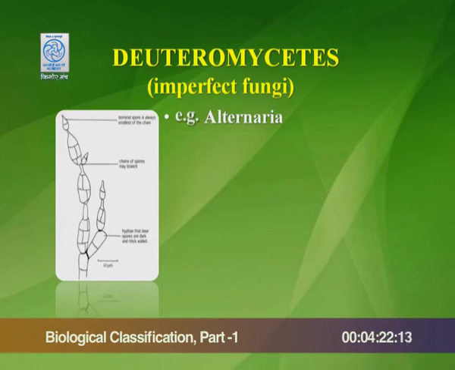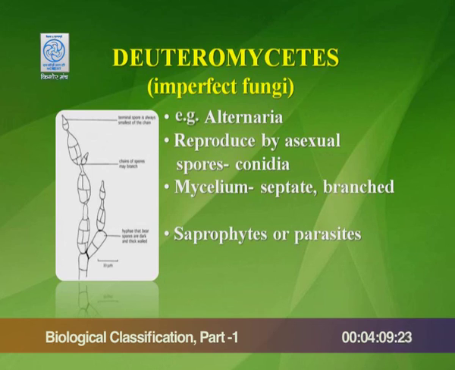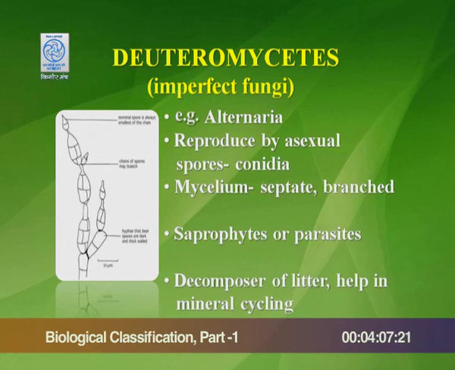Deuteromycetes. It is also known as imperfect fungi. Example: Alternaria. They reproduce by asexual spores called conidia. Their mycelium is septate and branched. They may be saprophytes or parasites. They are the decomposers of litter and help in mineral cycling.